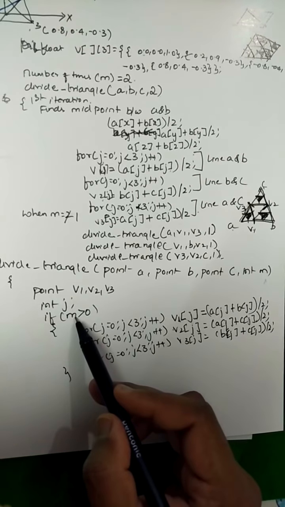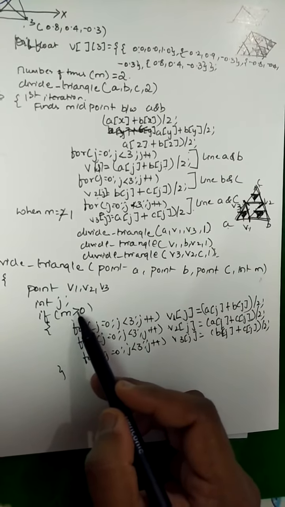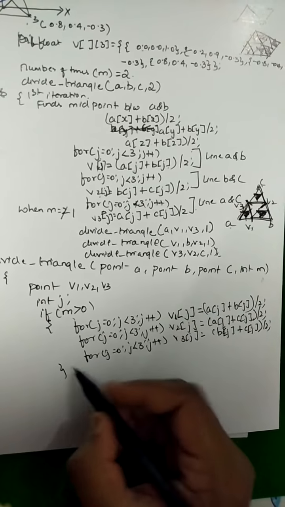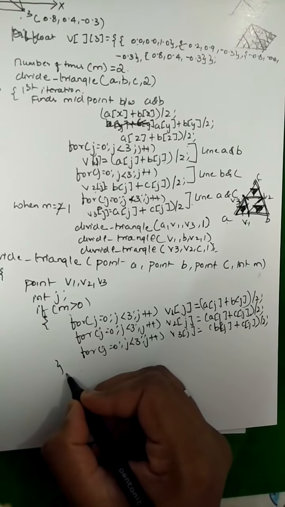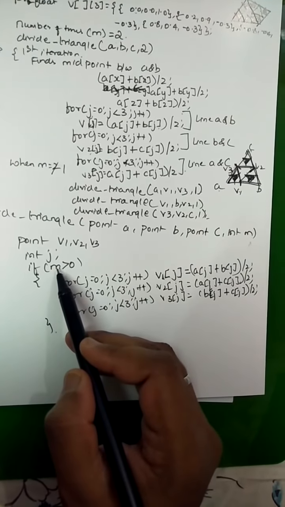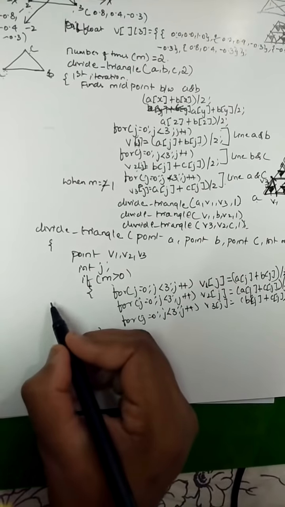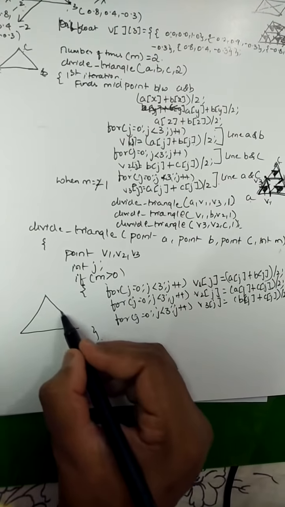Until where? Assume m was 2. So from 2 to 1. When it becomes 0, it comes out of the loop. In that case, I have to draw a triangle. If m was 2 and after decrementing by 1, so what will be the yield of this? I'll get a triangle.